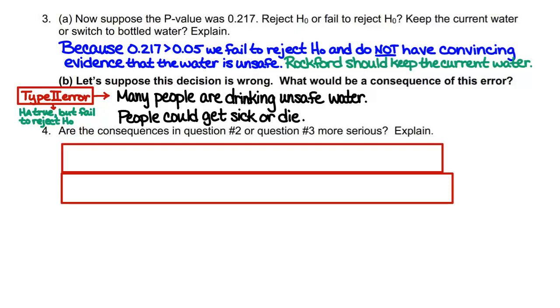Type 1, you rejected the H0. The p was low, you rejected the H0, but you did that erroneously. That's a type 1 error. A type 2 error is like, you didn't reject the H0, but the HA was actually true, so you should have.